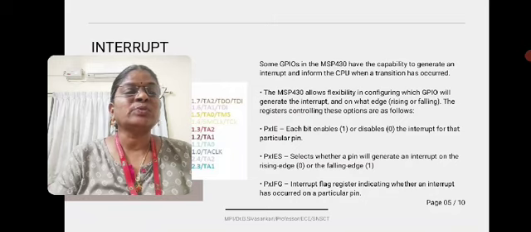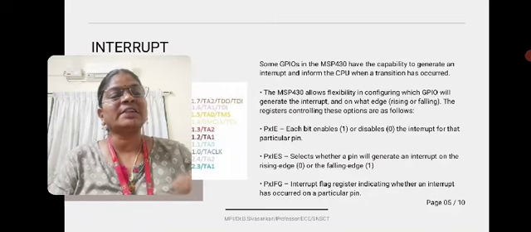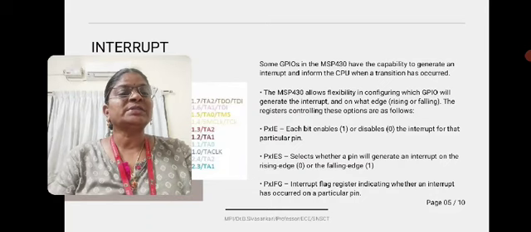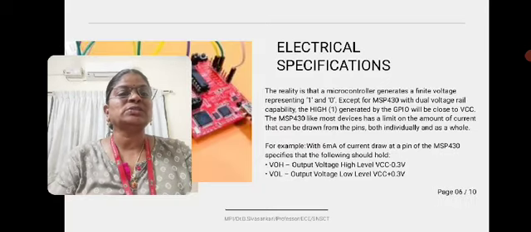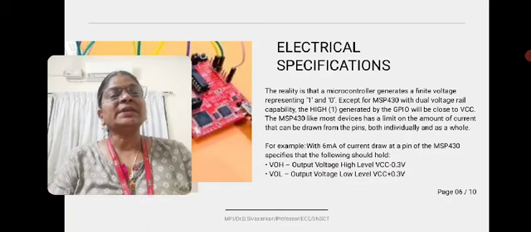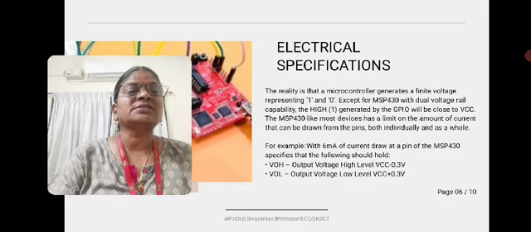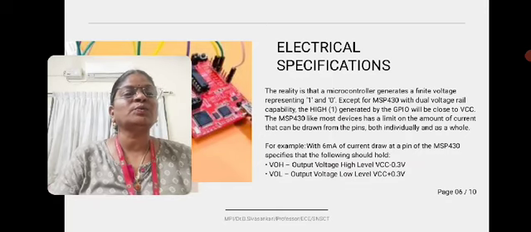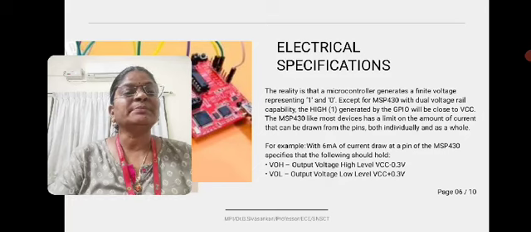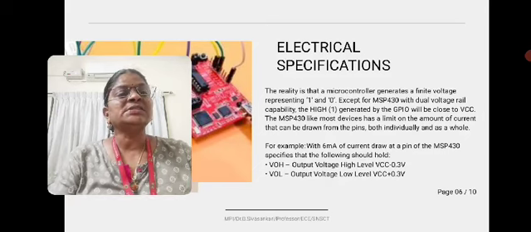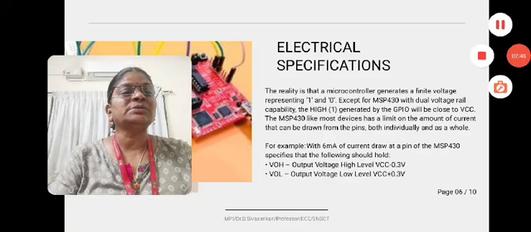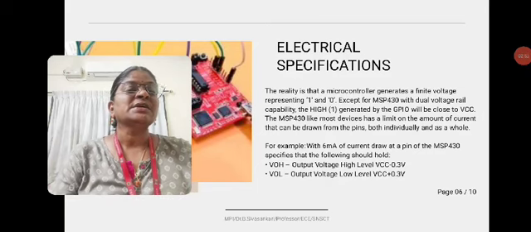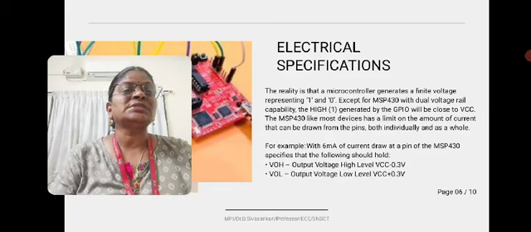Each bit in PxIE enables, and PxIES selects, whether a pin will generate an interrupt, and PxIFG is the interrupt flag register, indicating whether an interrupt has occurred on a particular pin. So these are all the electrical specifications like VOH, VOL. VOH is nothing but output voltage high level, which ranges from VCC minus 0.3 volt, and VOL is the output voltage low level, ranging up to VSS plus 0.3 volt.